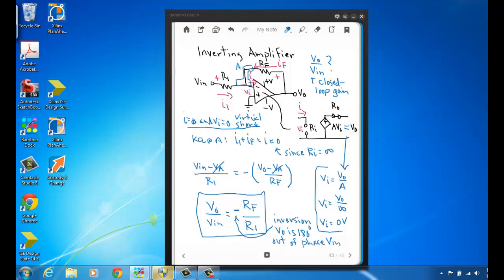All right, so that's our analysis of our first op amp circuit. We're going to be doing more of this in future videos. There's a handful or so of common op amp circuits that we'll be looking at.